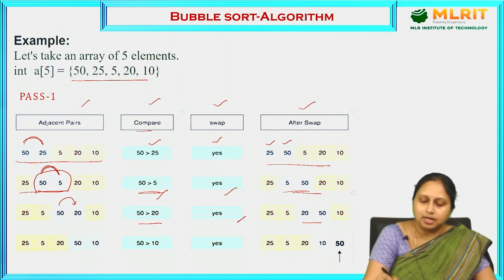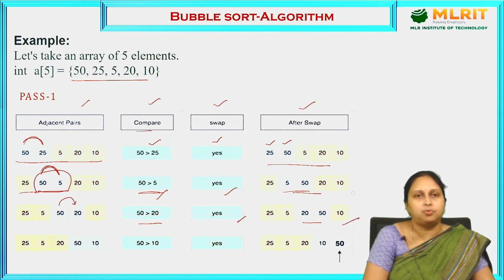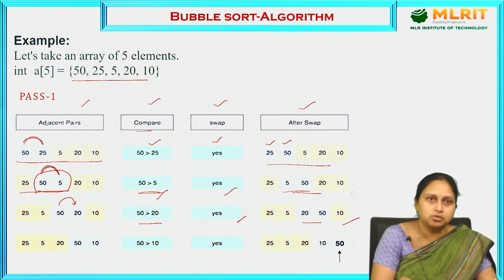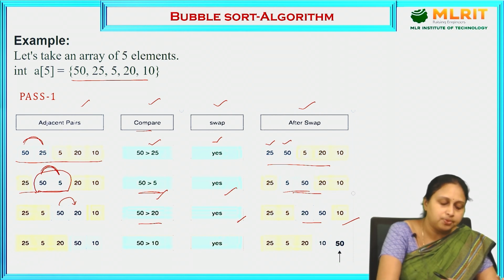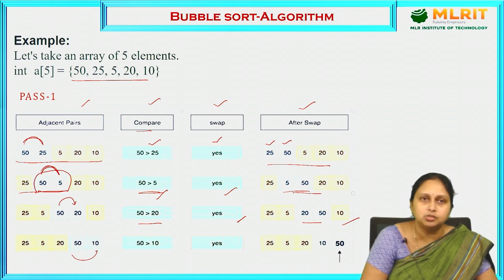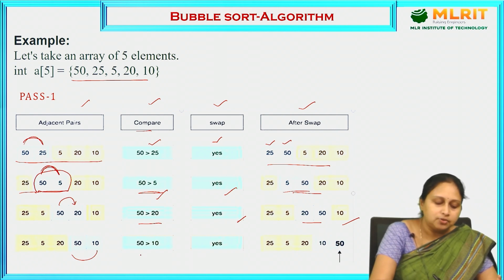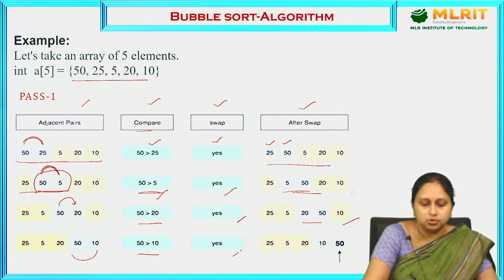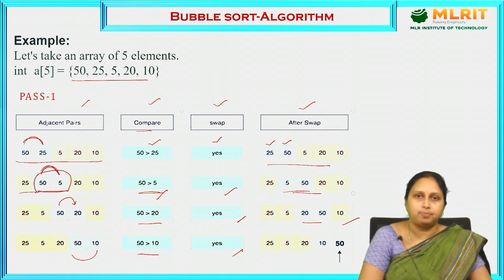Now, again take this list and again perform the swap. That is, we compare the adjacent elements and then perform the swapping. If it is true, we swap, otherwise we leave it as it is. Now, compare the two adjacent elements, 50 and 10. 50 is greater than 10. Yes, it is true again, so we are going to perform the swapping here.